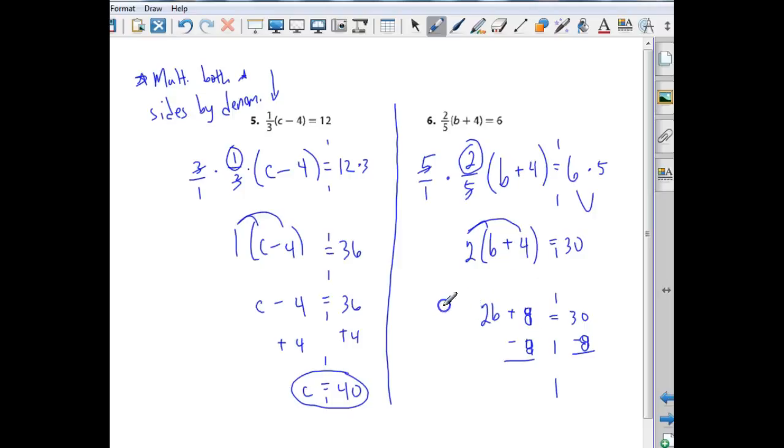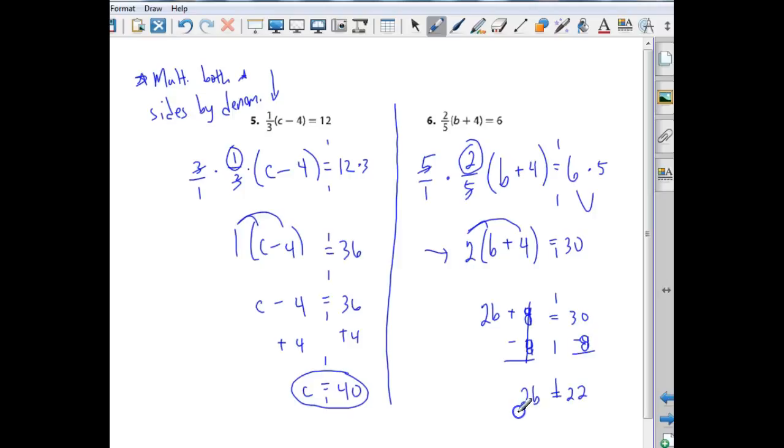So let's look back at where we are. From here, I distributed the 2. 2 times b is 2b. 2 times 4 is 8. And then here I have 30 minus 8 on the right side. So there is my zero pair right there. And I have 2b on this side is equal to, and 30 minus 8 is 22.